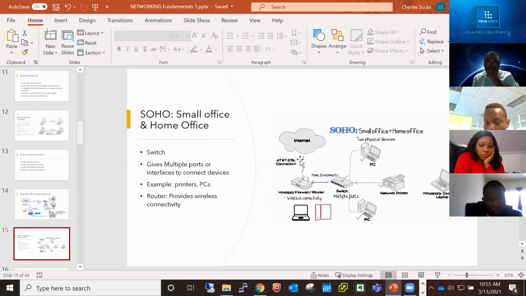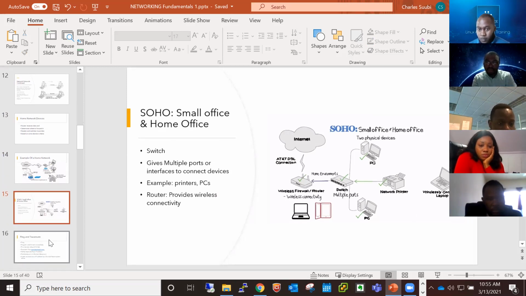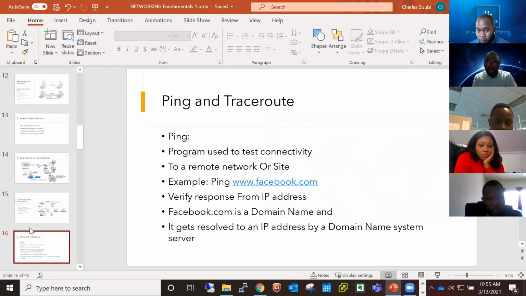Later on, we're going to use Packet Tracer to design a small office, home office. This is going to be a project for later on that you will have to submit for grading, but this won't be right now. I want us to move to another activity. This is going to be a hands-on.